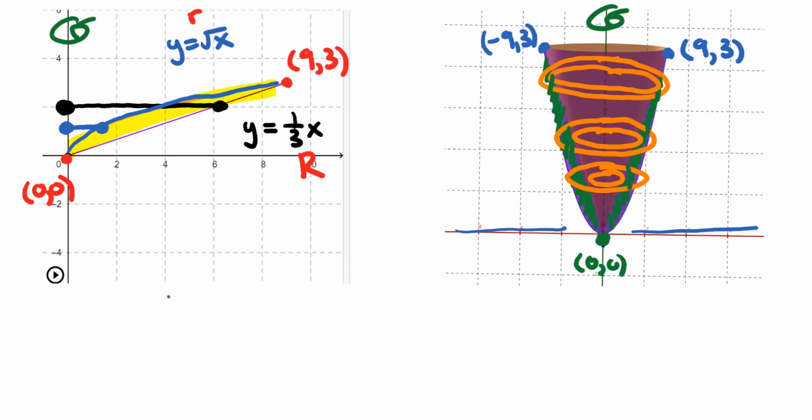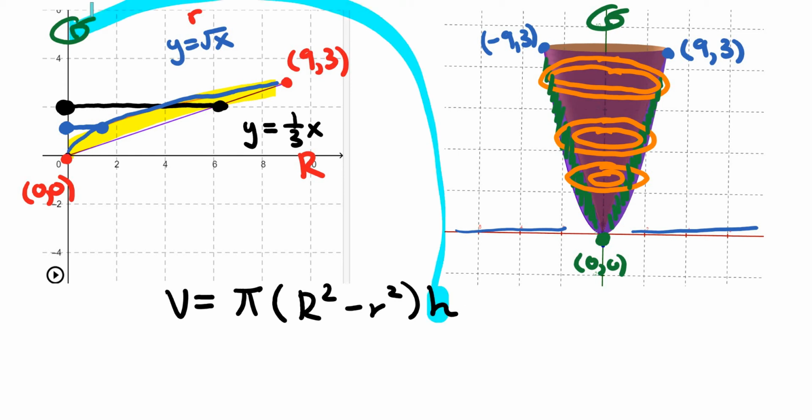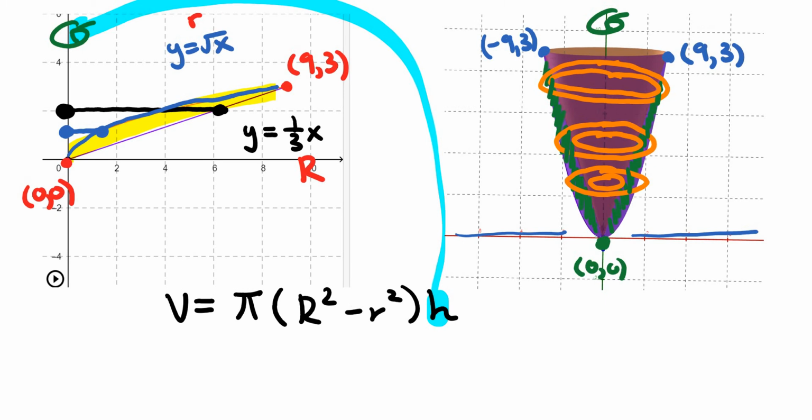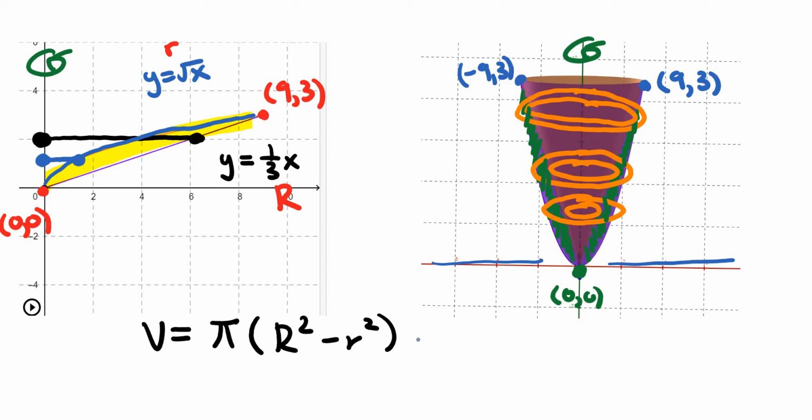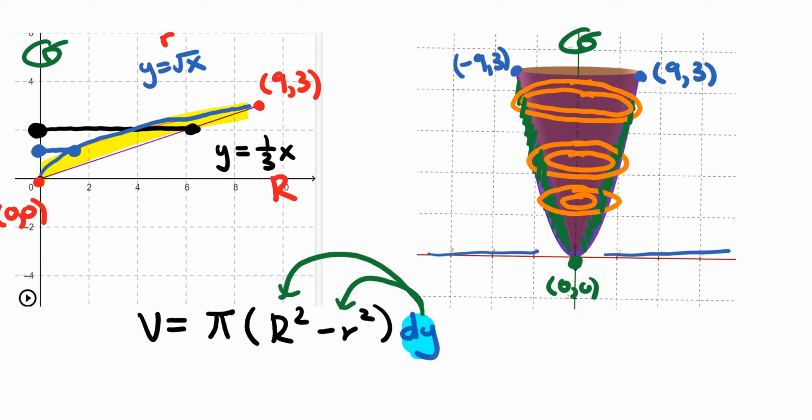Okay, so let's go ahead and set up the washer function. V equals pi times the big R squared minus the little r squared, times my height. Now, because I'm rotating around the y-axis, my height is not dx, it's going to be dy. So let me erase that. Now I need a dy. And once you have a dy here, that literally means the functions on the inside have to be in terms of y. You can't have x's in there, you have to have y's. So that's a pretty simple fix.